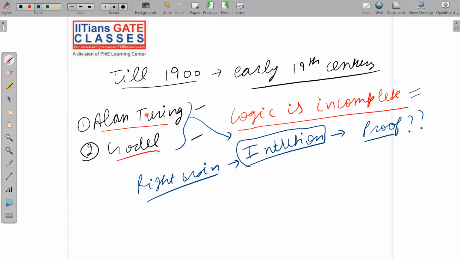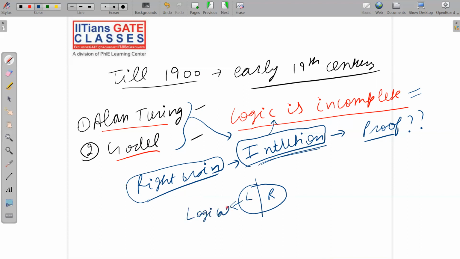So Alan Turing and Gödel said that by intuition they think that logic is incomplete. Every scientist said intuition is nothing. But I have already said intuition is a very prominent part of humanity and the entire right brain. Our brain is divided into two parts: left brain and right brain. Left brain is logical, L for logical, L for left. And the right brain is intuitive.